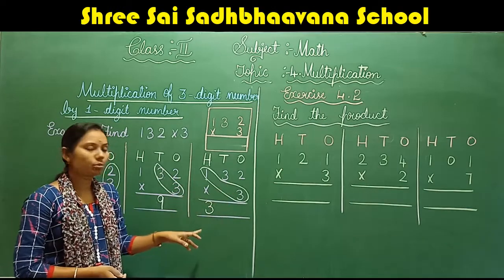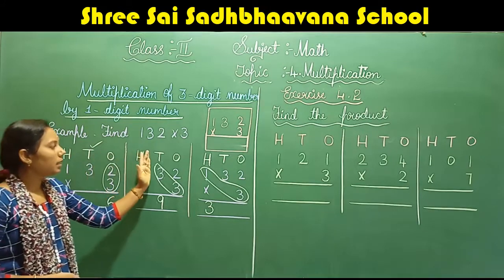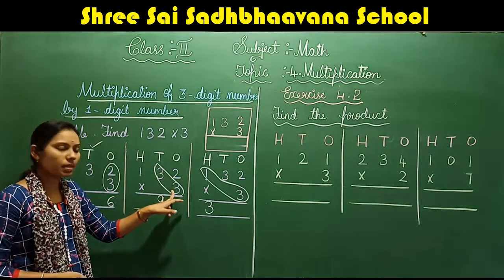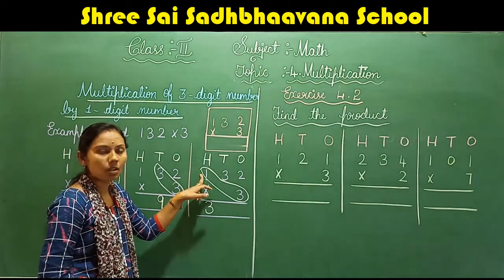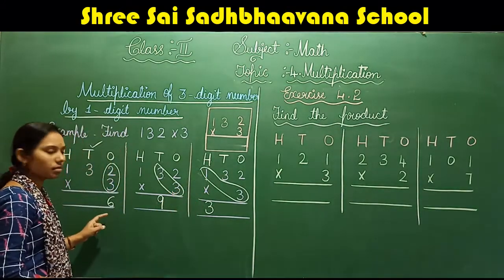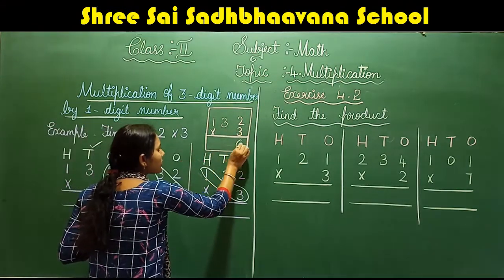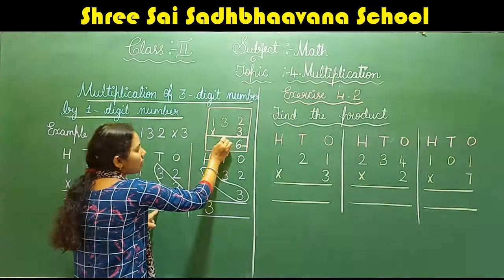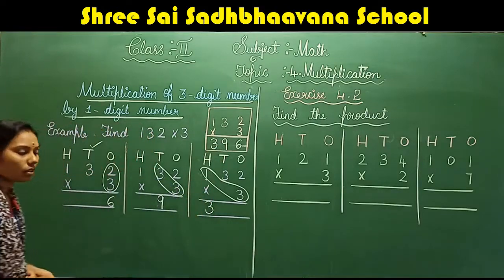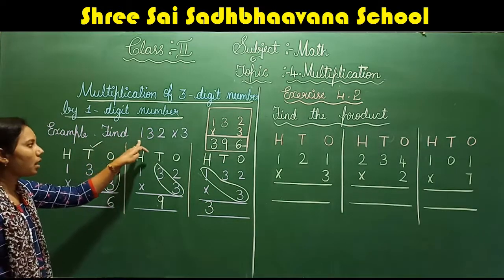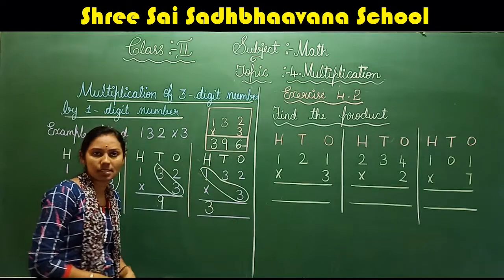Okay, 132. First step, we have multiplied the ones place. Second step, tens place we have multiplied. The third step, we have multiplied the hundred place. Okay, so now we got the answer. The product we got is, 3 twos are 6, 3 threes are 9, 3 ones are 3. So the answer is, 132 multiplied by 3, the product we got is 396.